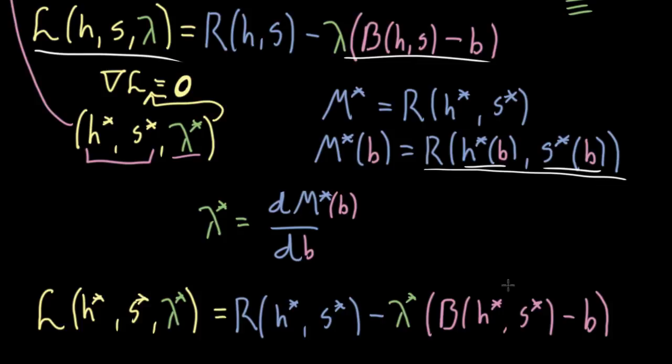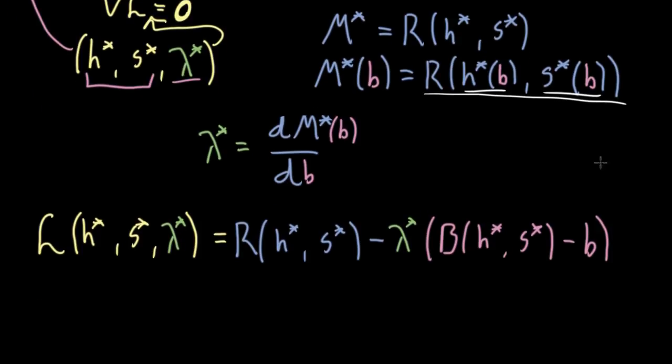Okay, Grant, you might say, why does this tell us anything? You're just plugging in stars instead of the usual variables. But the key is that if you plug in H star and S star, this value has to equal 0, because H star and S star have to satisfy the constraint.